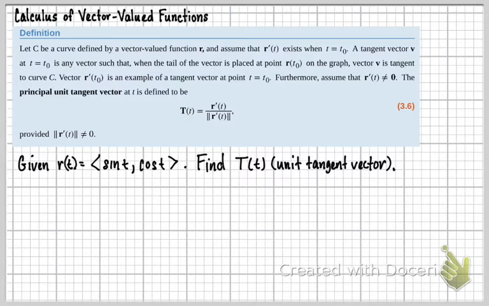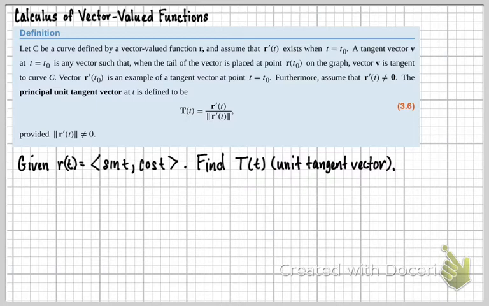A tangent vector v at t equals t naught is any vector such that when the tail of the vector is placed at a point r t naught on the graph, vector v is a tangent to the curve C. Vector r prime t is an example of a tangent vector at point t equals t naught. Furthermore, assume that r prime t is not the zero vector.